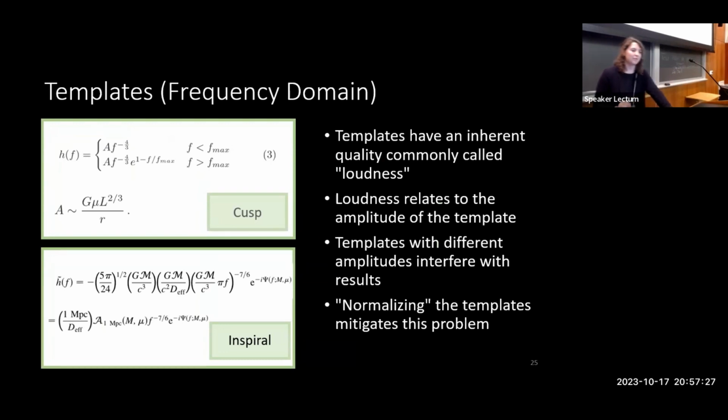There's a plot twist. Templates have an inherent quality called loudness. This relates to the amplitude of the template. Templates with different amplitudes are going to interfere with results. Normalizing this is going to mitigate the problem. So what we do is we basically choose, I want it to be this amplitude, I want it to have this maximum, and we do some math to make that happen. So what I'm going to do is take some pieces out of the equation that don't relate to the shape.